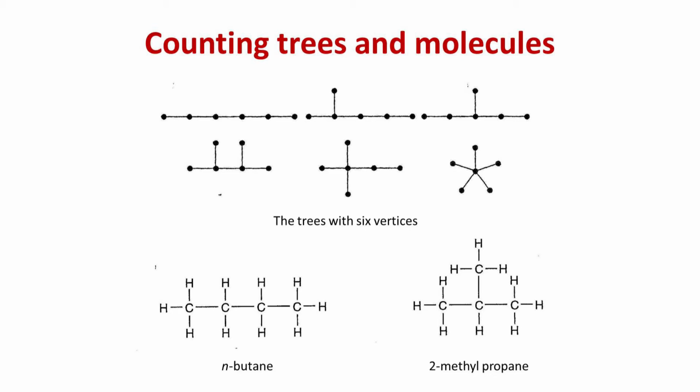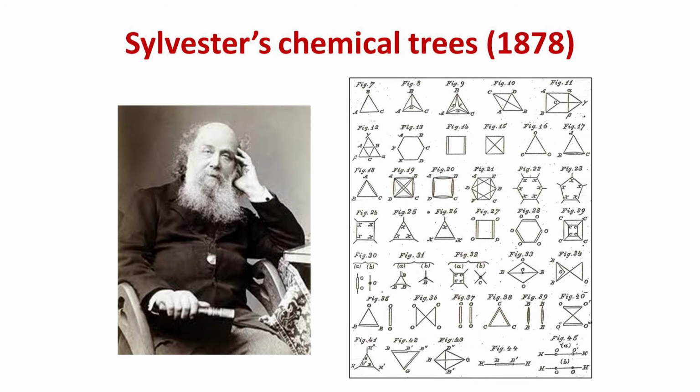Trees are diagrams with no cycles in them, a bit like family trees as long as there's no incest, such as these trees here with 6 vertices. Successful attempts to count trees and molecules were made by the English mathematician Arthur Cayley in the 1850s and 60s, and also by his friend James Joseph Sylvester. Here you can see some pictures of some of Sylvester's chemical diagrams.